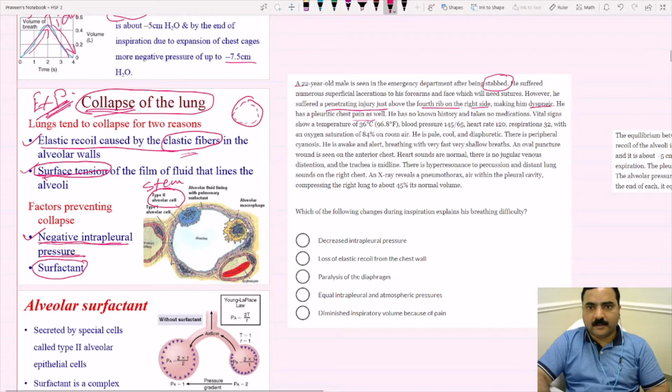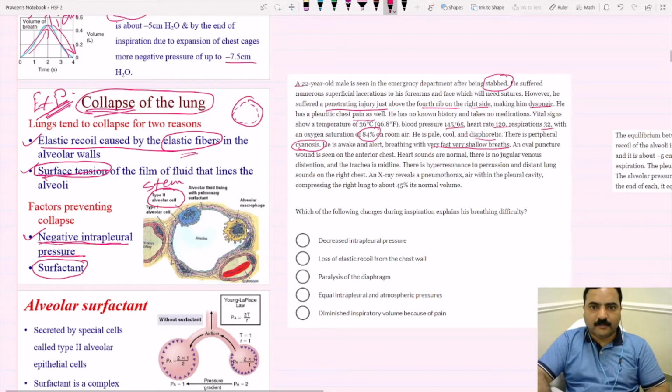Vital signs: temperature 36 degrees, blood pressure is a little high, but the diastolic is low, and the heart rate is very high, 120. Respiration is high, with an oxygen saturation slightly less than normal, around 90% on room air. He is pale, cool, and diaphoretic. There is peripheral cyanosis. Peripheral cyanosis means there is lack of oxygen. He is awake and alert, breathing with very fast and shallow breaths.